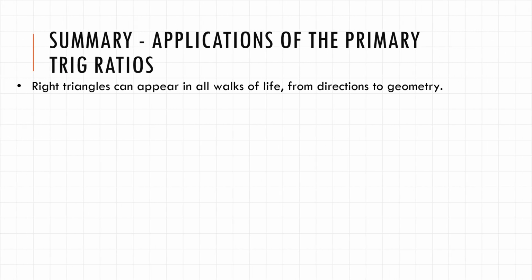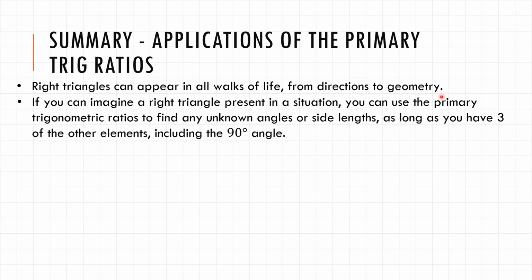Right triangles appear all over the world in all sorts of walks of life, from choosing directions to using geometry. And if you can imagine a right triangle present in that situation, then you can use the primary trig ratios to find out any of the unknown angles or any of the side lengths. Again, as long as you have three of the other elements. When I say elements, I mean angles or side lengths. And because we're talking about right triangles, we can include that 90-degree angle as one of the three. So you only need two more.